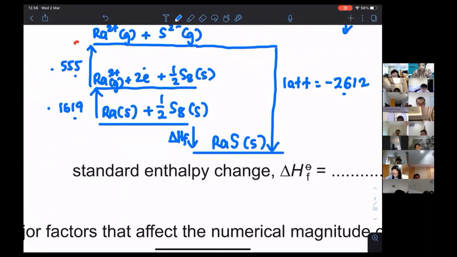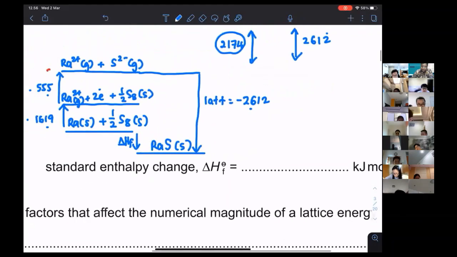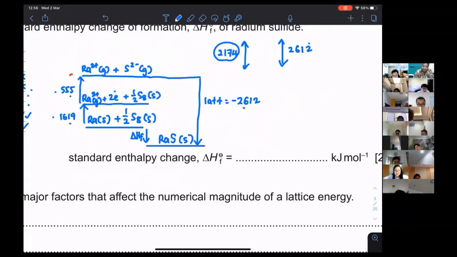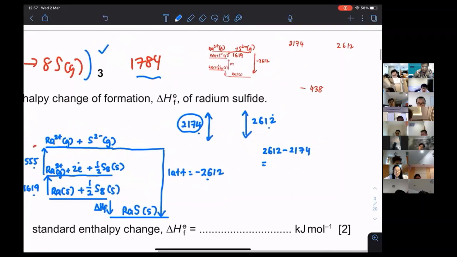Okay, so I know my enthalpy of formation is negative. So what I need to do is just compare. I just need to find the difference of energy over here. So I just put 2612 minus 2174, and I will get 438.